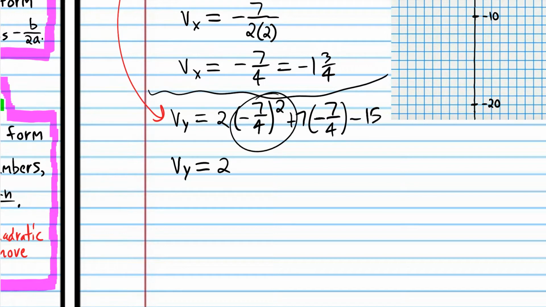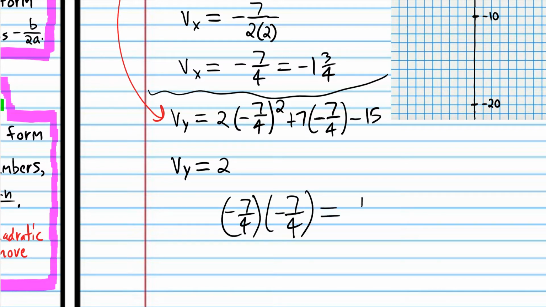So we need to square. We need to use PEMDAS first of all. That's order of operations. We're going to do exponents first. And so we're going to square negative 7/4, and when you do that, you're just multiplying negative 7/4 times itself, and when you multiply fractions, you just multiply straight across. 7 times 7 is 49, and 4 times 4 is 16. And of course, a negative times a negative is a positive.